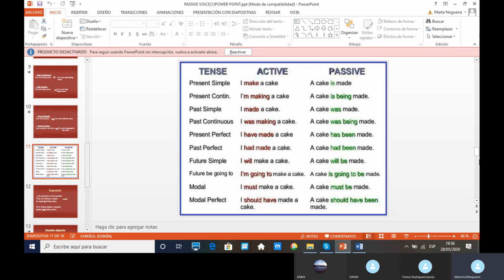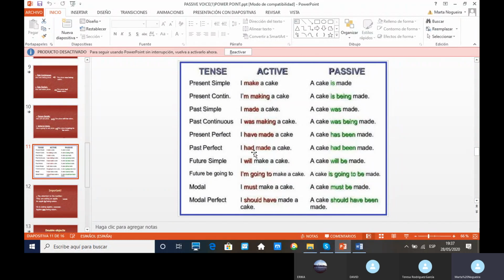And then we saw the different changes, and then you have here like a box. And well, with the different changes, so you have to make it clear. For example, I make a cake. ¿Cómo lo pongo? A cake. Pongo primero el objeto, pasa a ser el sujeto. Make, tengo que saber que es presente simple, hasta ahí tengo que llegar. Pongo el verbo to be, lo conjugo entonces, ¿en qué tiempo? Presente simple. Is. Y luego pongo el participio del verbo.